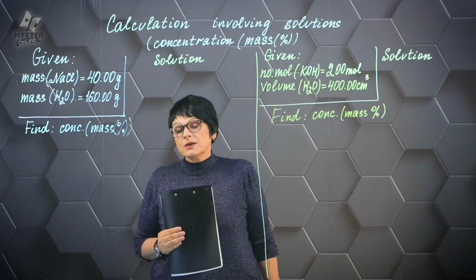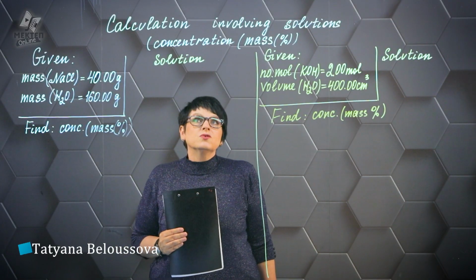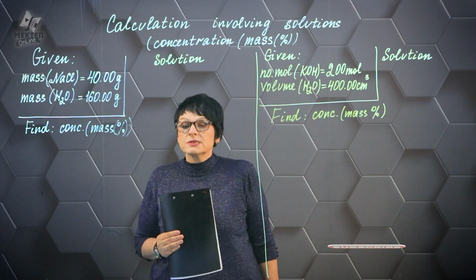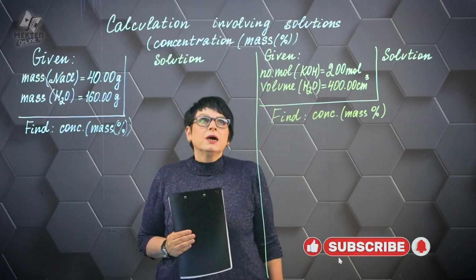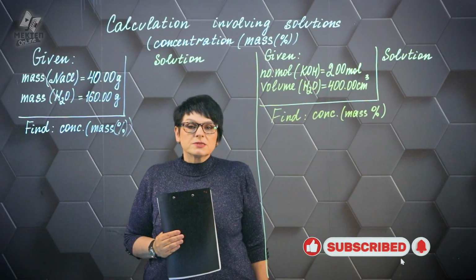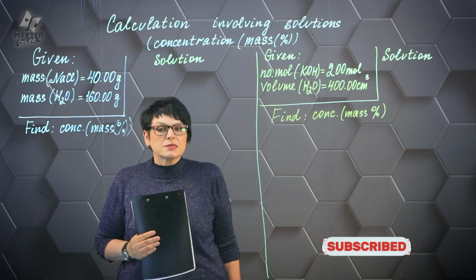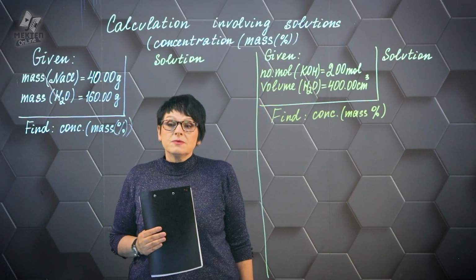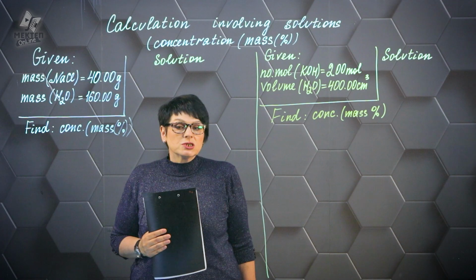Hello, today we continue solving problems about solutions, and today we will talk about concentration expressed in mass fractions. This is the so-called percentage concentration. To solve problems on the percentage concentration, you need to understand that this is a ratio. The value is the ratio of the mass of the dissolved substance in relation to the mass of the solution.